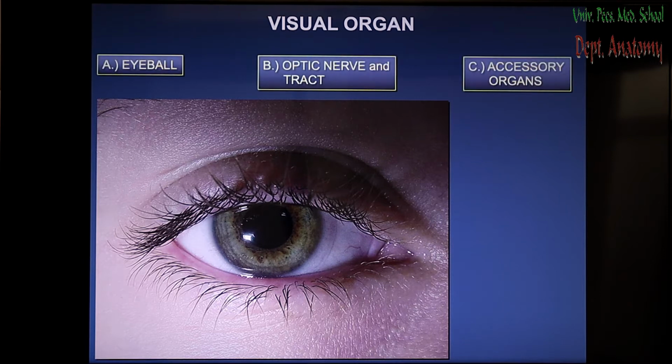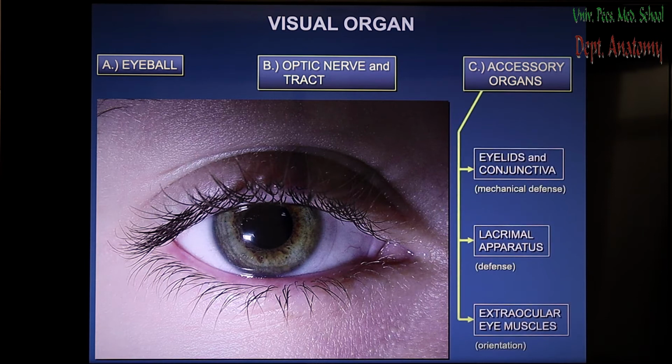Practically, the visual organ itself consists of three different components. One, the most important one, though everything is important, is the eyeball situated in the orbit, and there is a tract connecting it with the brain itself. It begins with the optic nerve and continues after the optic chiasm as the optic tract, as well as there are very important accessory organs ensuring the proper function of the visual organ.